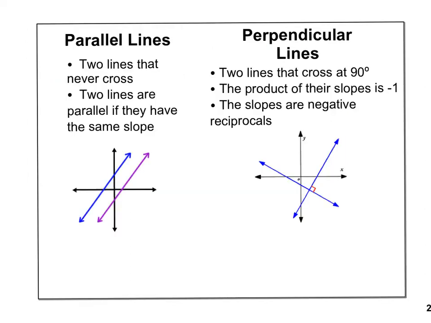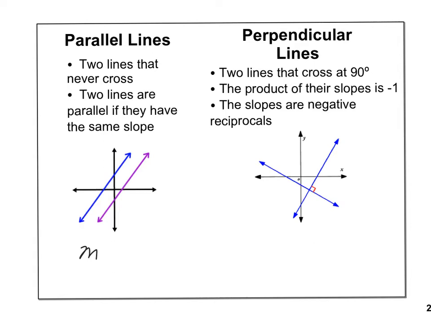Before we get into it, we need to define what a parallel line is. Well, a parallel line in mathematics is defined as two lines that will never cross. We know that they will never cross in that they have the exact same slope. So their m value will be the same.